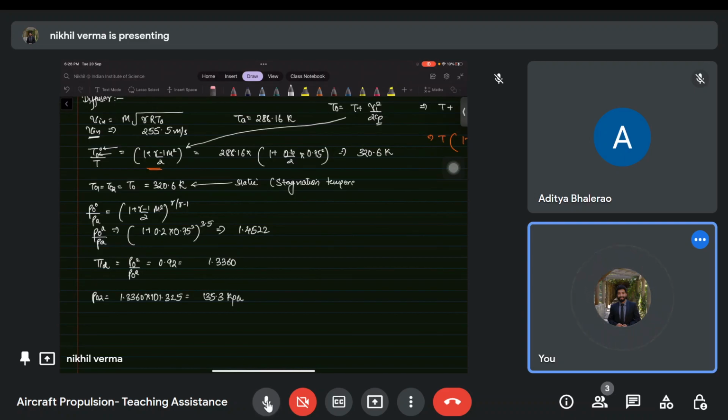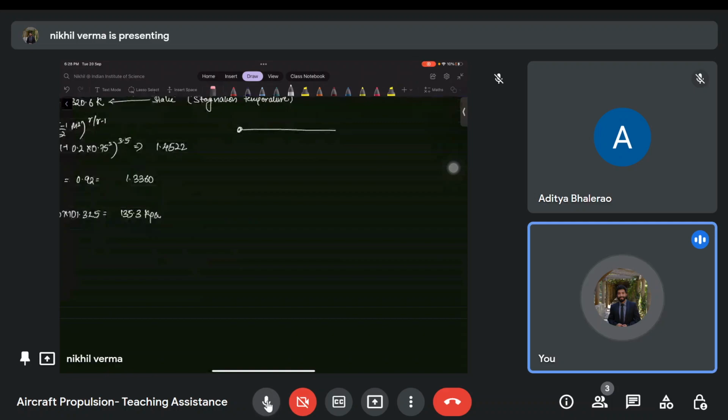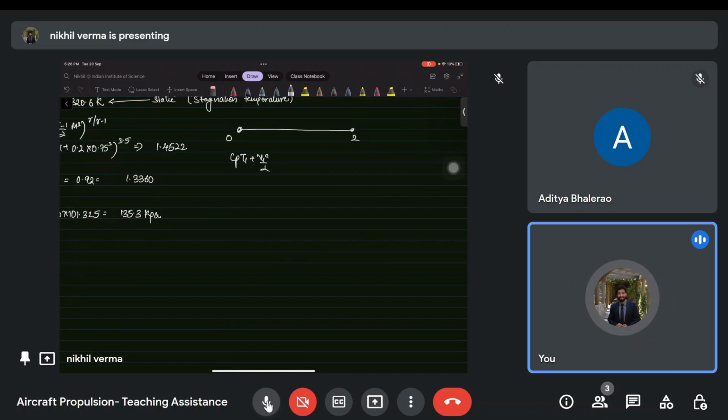Okay, let me tell you why it is so. If you do an energy balance between 0 and 0.2, let us write a steady flow energy equation. This will be Cp T1 plus V1 square by 2. There is no heat transfer and also no work done. So it's Cp T2 plus V2 square by 2, right? Is it fine? So this is a stagnation temperature.